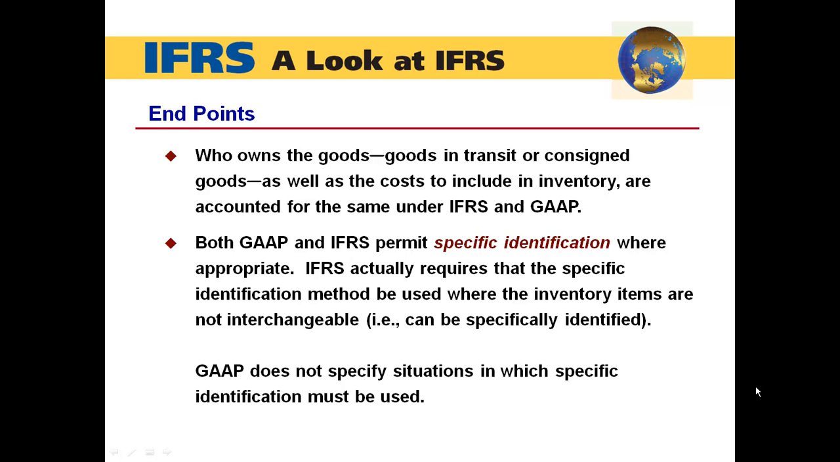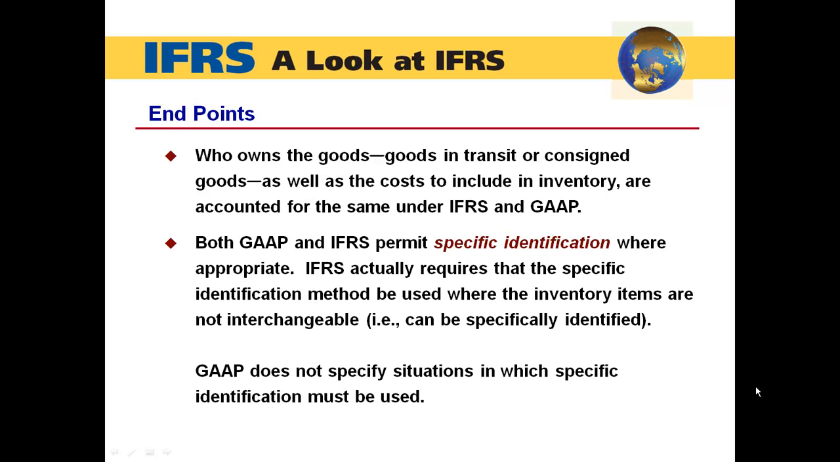In terms of when title transfers, who owns the goods, it's the same under international standards as US GAAP. Both US GAAP and International Financial Reporting Standards permit the specific identification method when appropriate. Interesting here that the International Standards actually requires the use of this when inventory items are not interchangeable, that is, when they can be distinguished. US GAAP does not specify in which cases specific identification must be used. It is not a very common practice in the US.